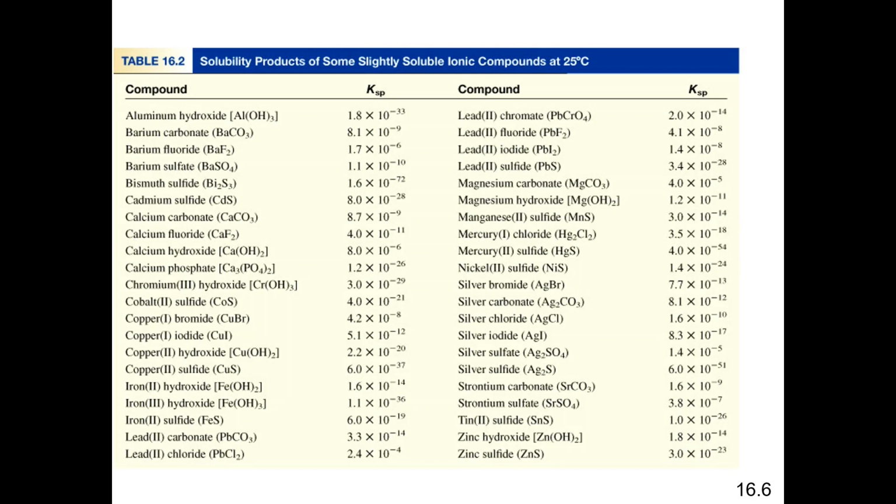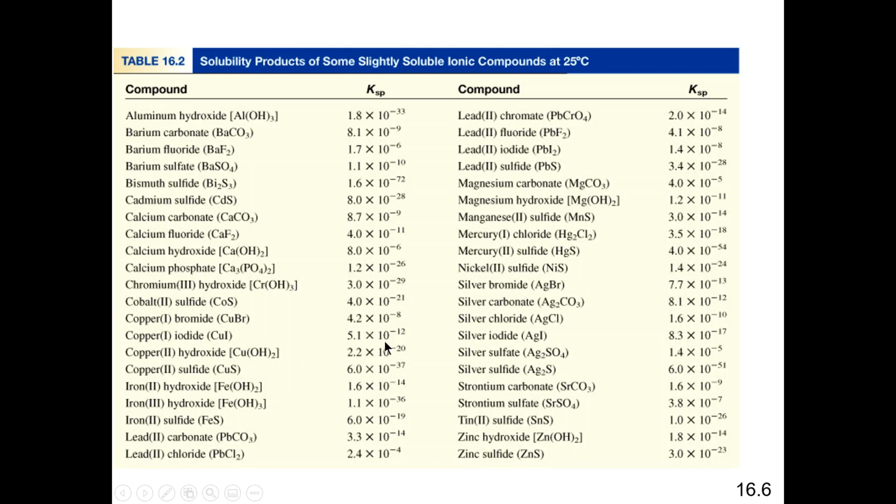This table here basically gives you a list of Ksp values for different compounds. A more comprehensive list is given in the table that I've posted in Canvas under the files link. If you go to files, and I think if you go to the folder that is labeled tables and you click on that, then you'll see one of the documents there, which will be a PDF document, which is a more comprehensive list of different ionic compounds and their solubility products.